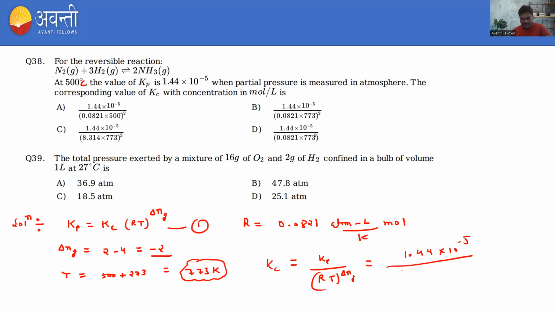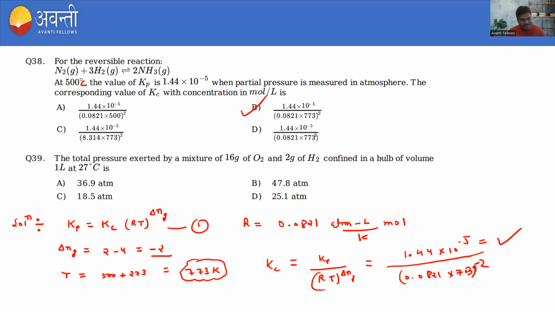And this is divided by 0.0821 into 773, whole raised to the power minus 2. So just solve this, and on solving you will get the correct answer. In this question you don't even have to solve it, because the options are already in this form. So just observe which one is the correct option. That is B. I hope it is clear how answer B comes and why B is correct. This is how you can calculate Kc.